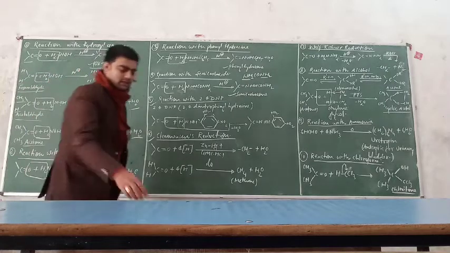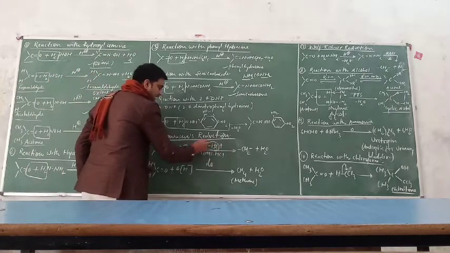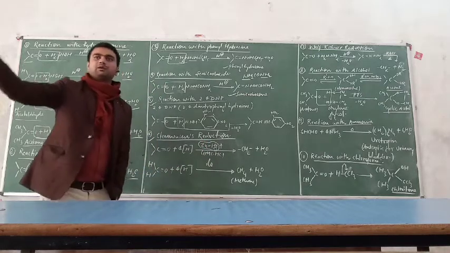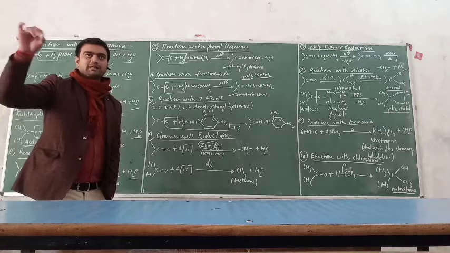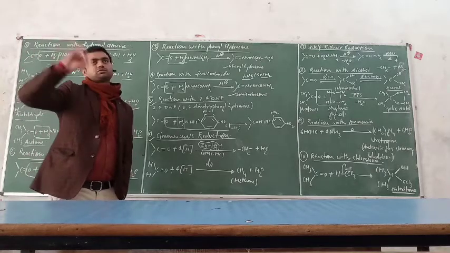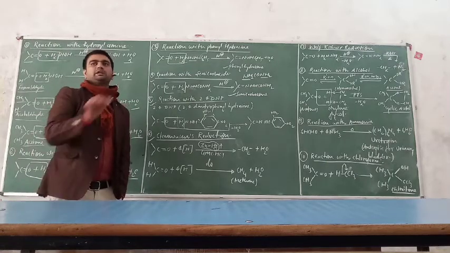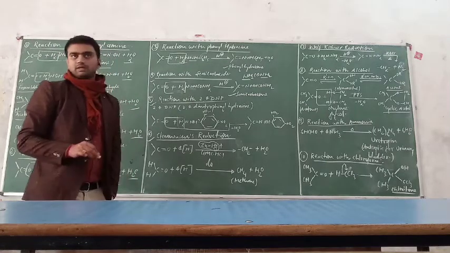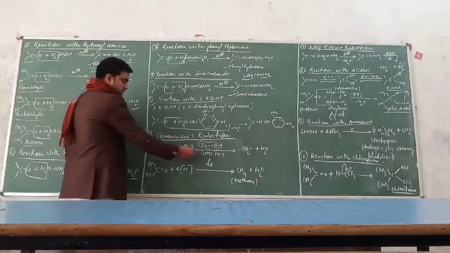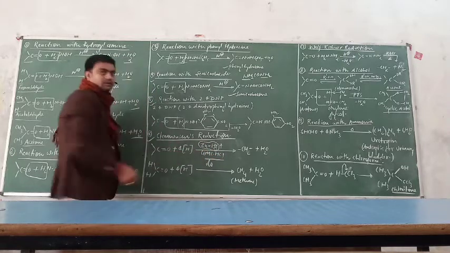Clear? You can see here this is the zinc amalgam. When any metal reacts with mercury, it is known as the amalgam of that metal. Suppose magnesium reacts with mercury, then magnesium amalgam. When sodium, then sodium amalgam. But here it is zinc, so the name is zinc amalgam. Clear? So the reagents of the Clemmensen reduction are zinc amalgam with concentrated HCl, and this is the reduction.